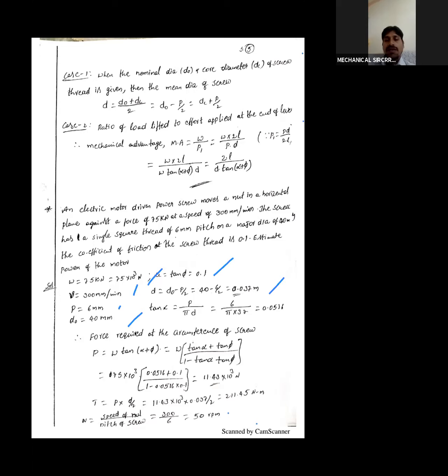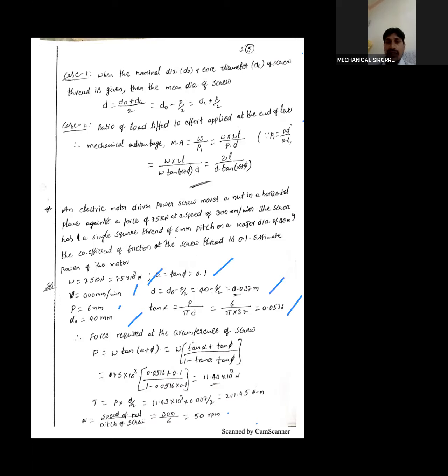So d is there. Next, tan alpha. The tan alpha formula is already there: tan alpha equals P by pi d, pitch by pi d. So from that, the tan alpha value is 6 by pi into d.